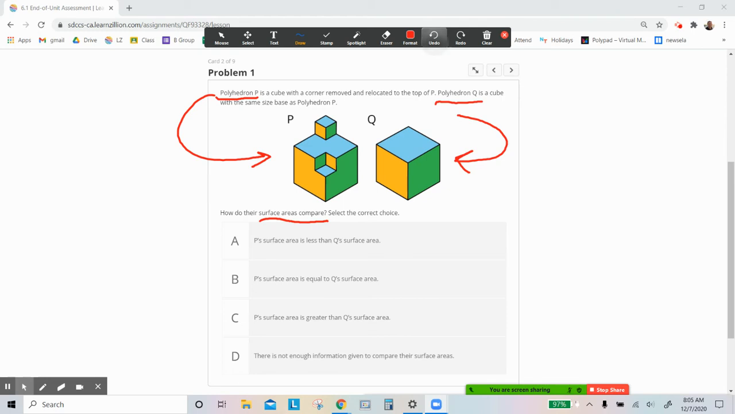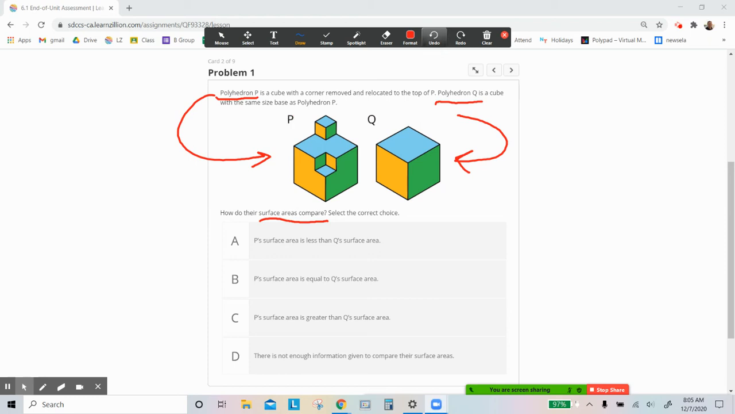Another way of thinking about surface area is how much paper, if we were to take paper and glue it to all of these faces to cover the whole thing, how much paper would we need in order to do that? So basically the question is, how does the surface area compare? Select the correct choice. A says P's surface area is less than Q's surface area. That means it would take less paper to cover P than to cover Q.